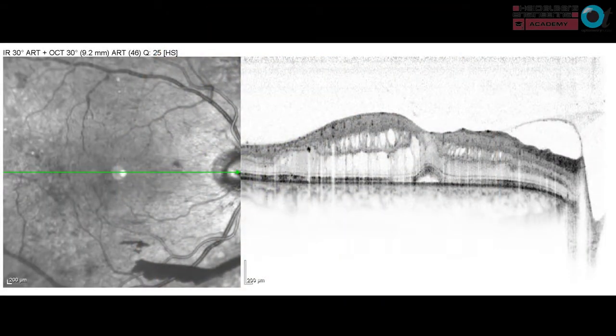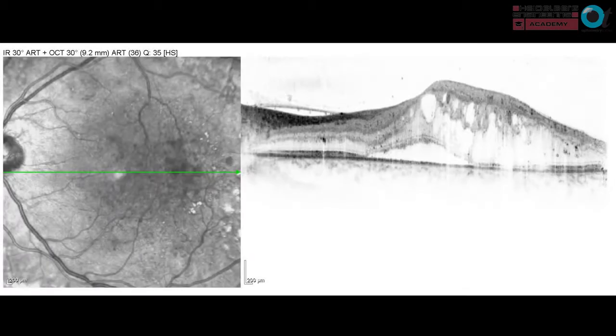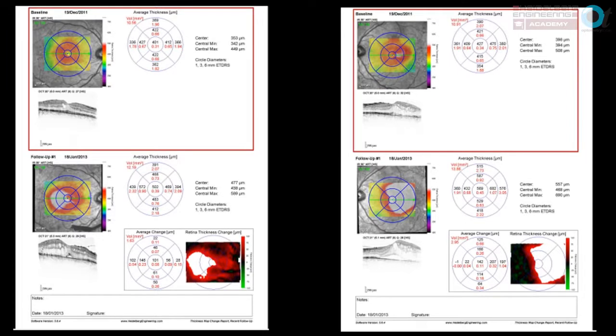This was his OCT. Again, you can see marked macular thickening with loss of the foveal pit, with numerous hyporeflective cysts within the retina, and this tiny puddle of fluid just beneath the retina, suggesting gross macular edema. And in the left eye, again, gross macular edema with subretinal fluid. When we did his volume maps, you could see his macular thicknesses were anything between 500 to 600 microns.